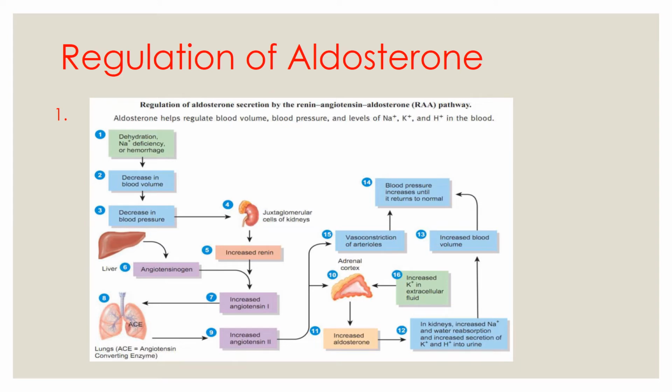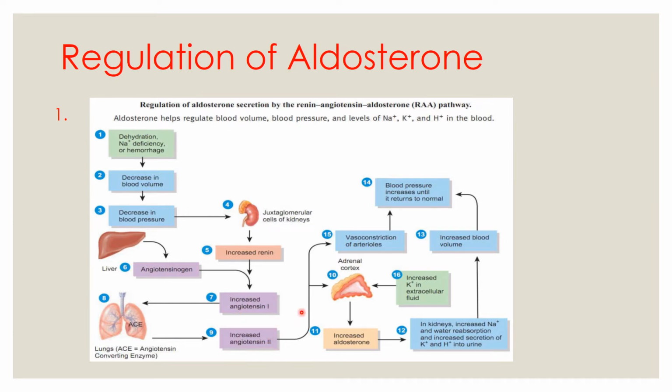How is aldosterone regulated? I'm sure you're already familiar with this diagram. If we have conditions of low blood volume because of dehydration, sodium deficiency, or hemorrhage, there will be a reduction in blood volume, which will cause a reduction in blood pressure, and this will be sensed by the juxtaglomerular cells of the kidney, which will secrete renin. This renin will convert angiotensinogen produced by the liver to angiotensin 1, and then by the enzyme angiotensin converting enzyme, it will be converted to angiotensin 2.